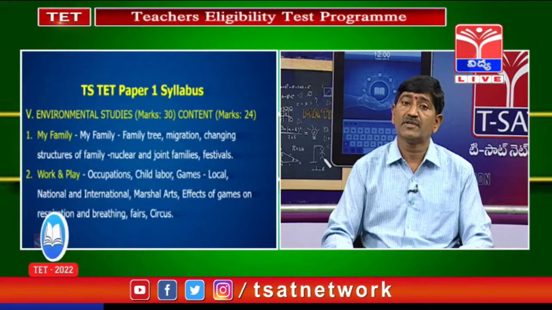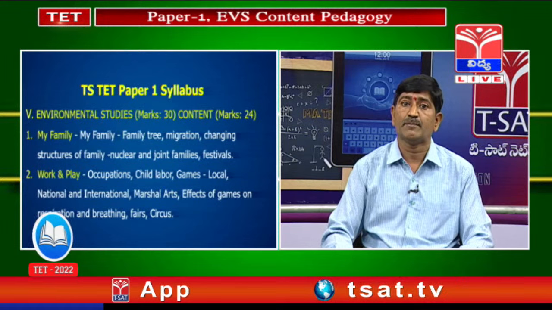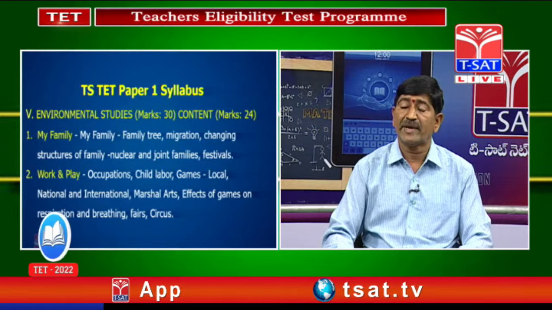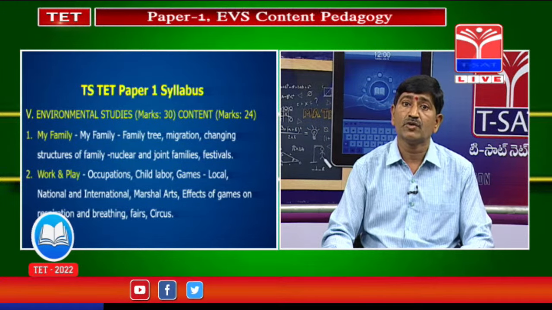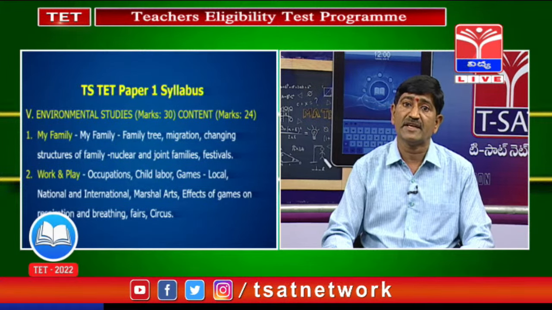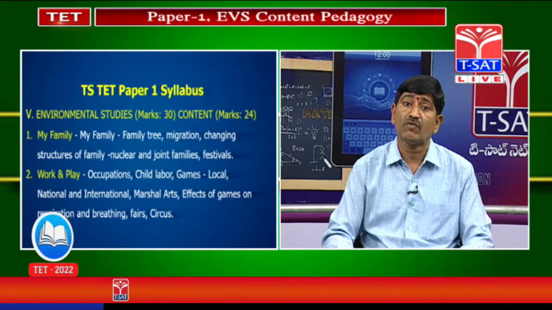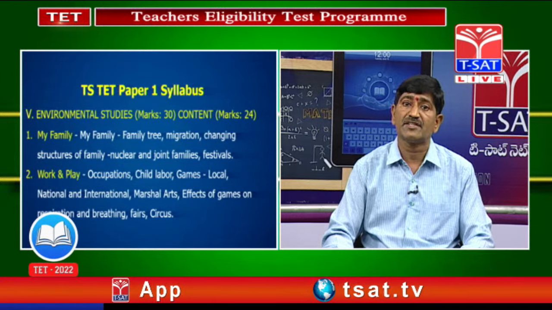First of all, what is the family tree? This question has been asked in many previous examination papers. Family tree means the grandfather, grandmother and so on, in a tabular form. Next, migration. Migration means moving for education and employment purposes. Families migrate from one town to another town, one city to another city, one state to another state, one country to another country. This is called migration.